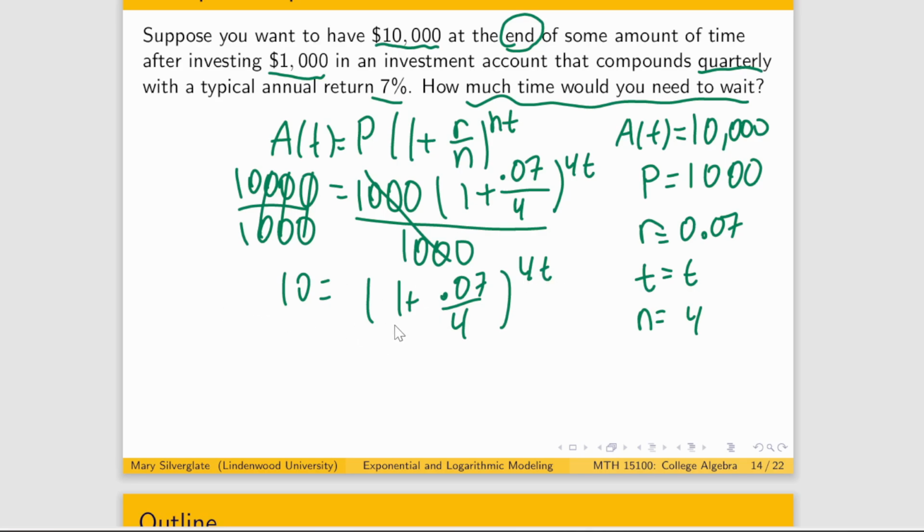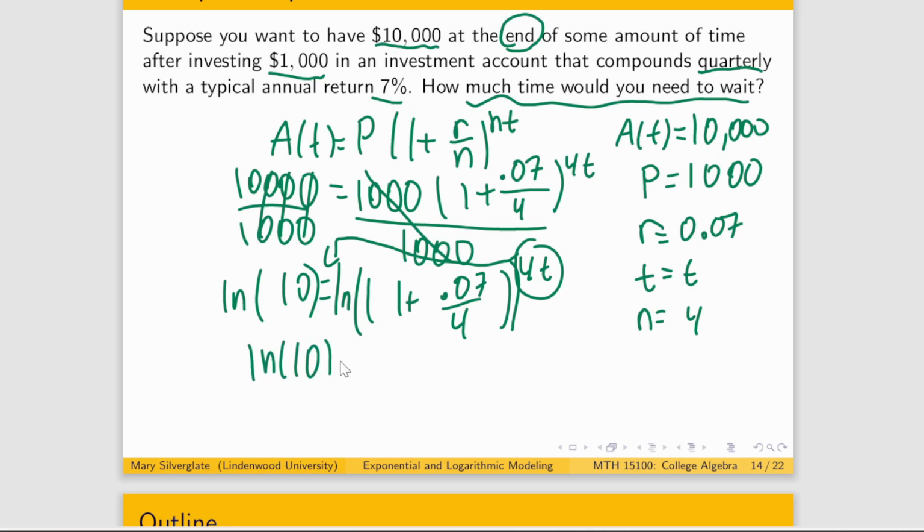Now we want to go ahead and log both sides. You can pick a log of any base. Since this is kind of a funky number, I'm just going to natural log both sides, but you can technically pick a log of any base. And the reason we do that is that it moves the exponent out front. So we're left with the natural log of 10 is equal to 4 times t times the natural log of 1 plus 0.07 over 4.